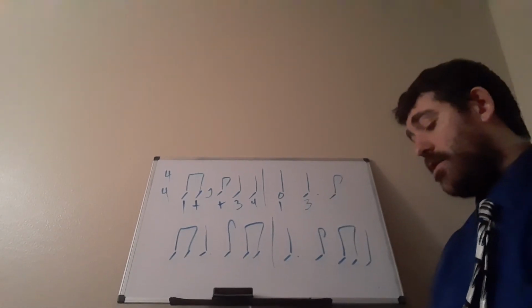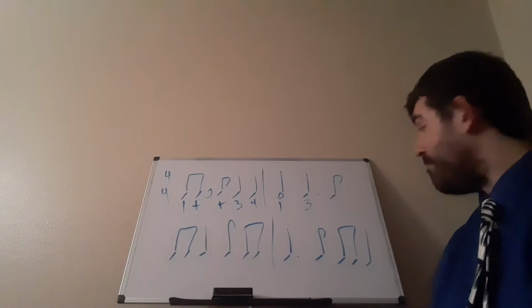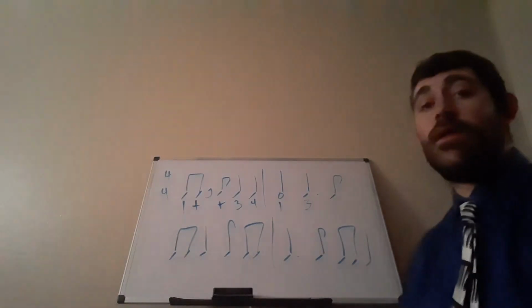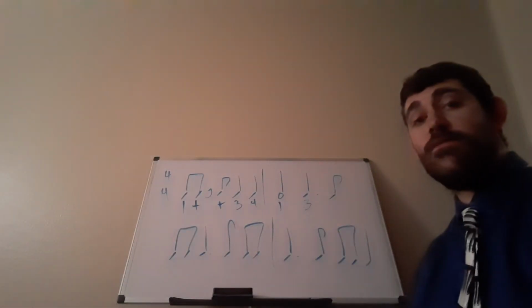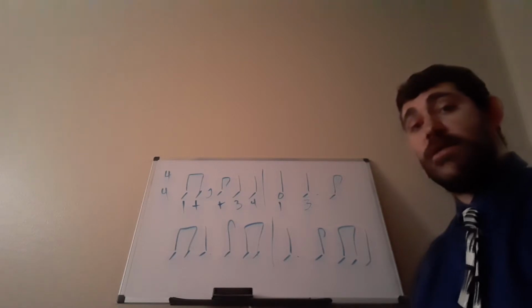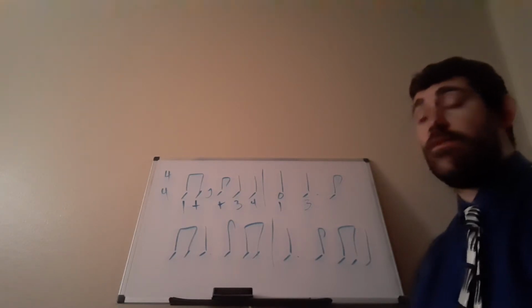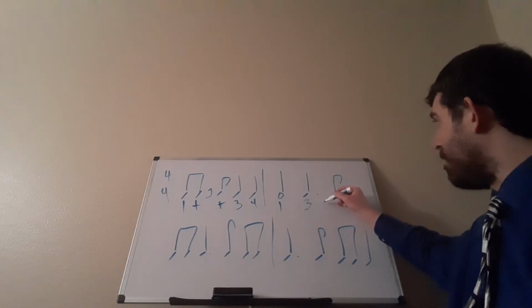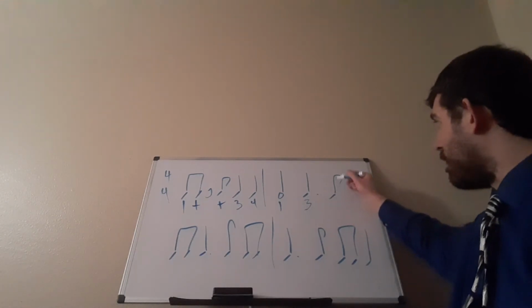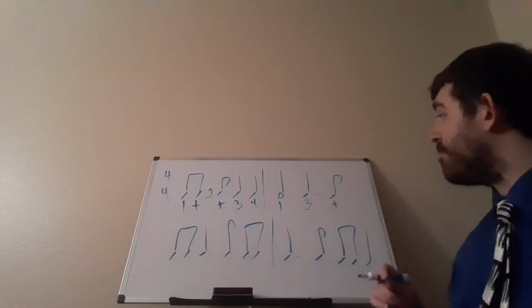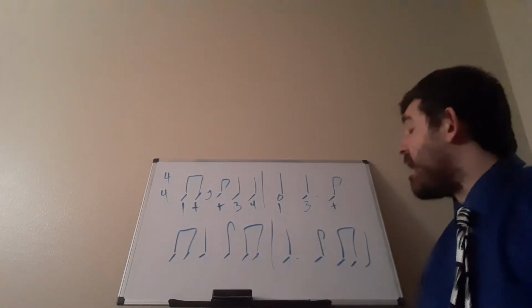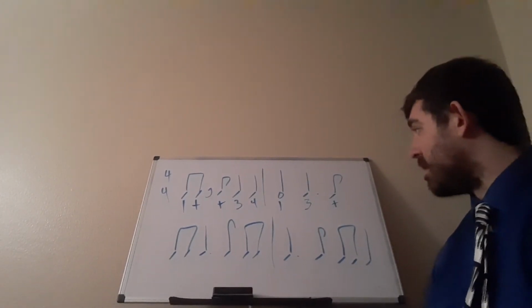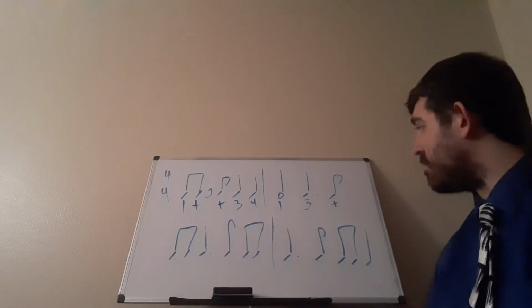Whenever you put a dot on a note, you're adding half of its value to that note. So, a quarter note is equal to 2 8th notes. So, when you put a dot to it, the dotted quarter note is equal to 3 8th notes. So remember, we got to count 3 and 4, and then this 8th note right here will be on the end of 4.